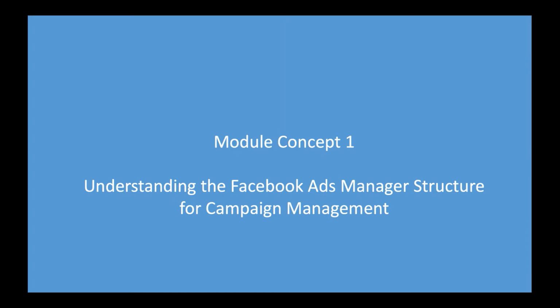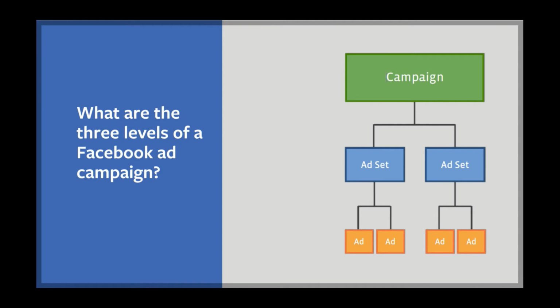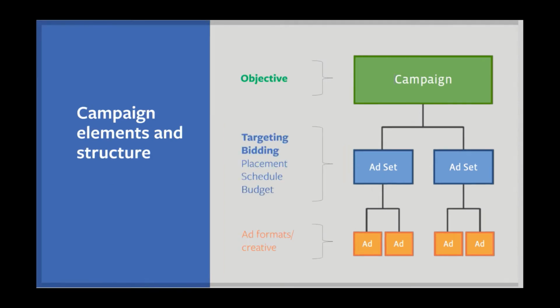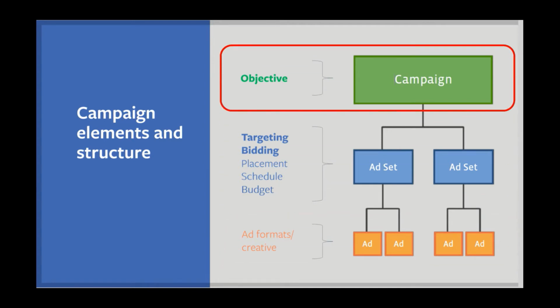All right, so now let's get started with the first module concept. In this module, we will present the concept of the Facebook Ads Manager structure for campaign management. Facebook has 3 levels of campaign structure: campaigns, ad sets, and then creatives or ads. Each is a subset of the other. The campaign is created first. This is the highest level in the structure. This is where we set the objective.